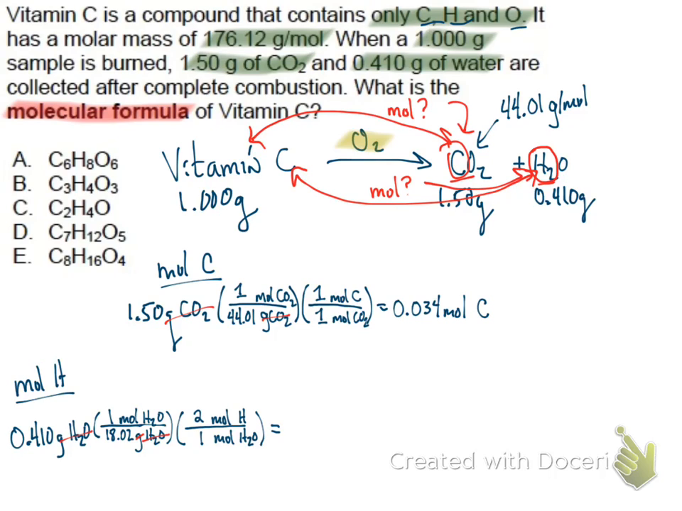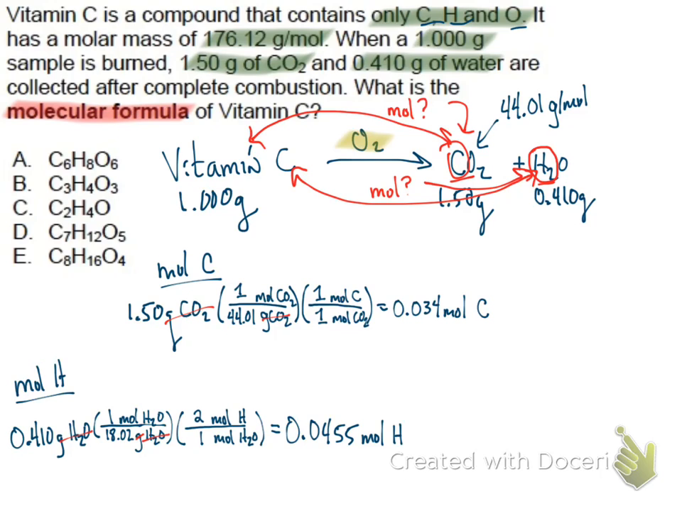Then we can run this calculation, and what I get is 0.0455 moles of hydrogen. That's what we started with. Both of these values come from the fact that we burned vitamin C. So the only place that carbon comes from is the vitamin C. The only place that the hydrogen comes from is the vitamin C. Great. So now we know the number of moles of carbon and the number of moles of hydrogen that we started with. What we can do then is try to put that into a molecular formula.